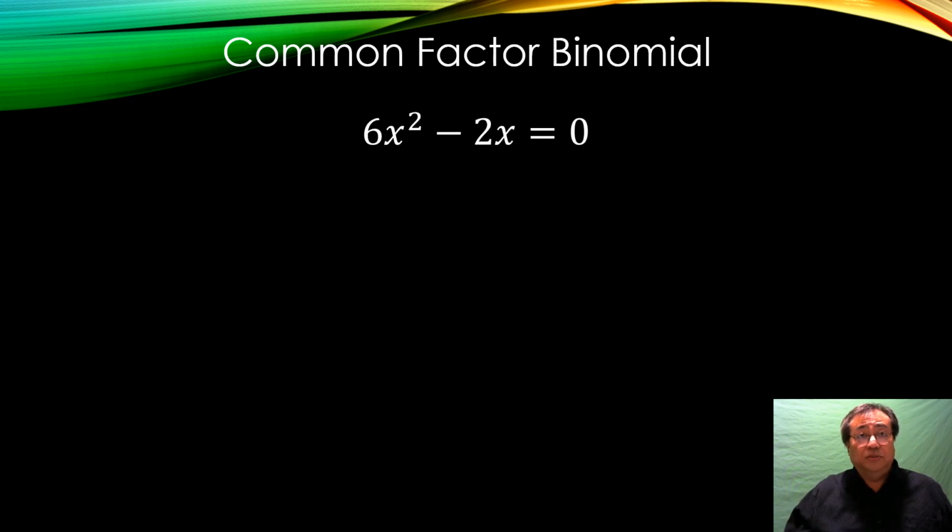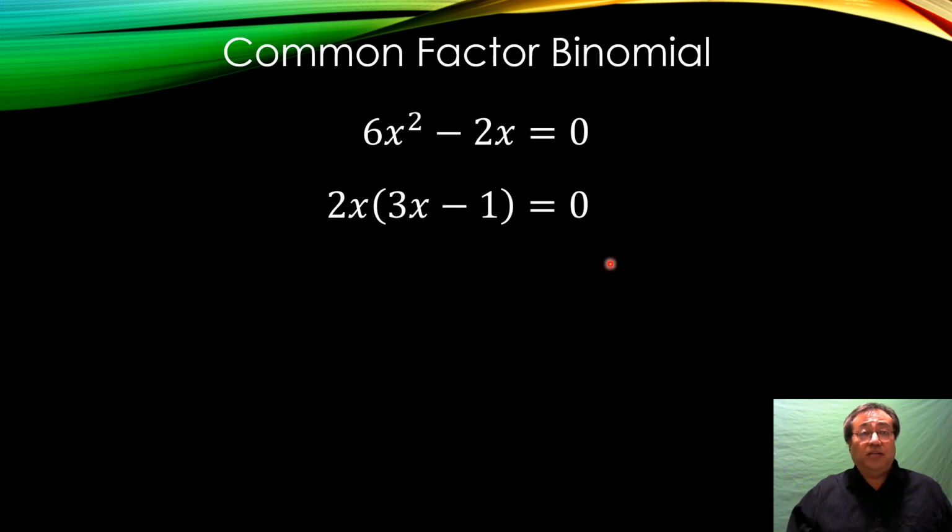Example 2. Here, what's the common factor here? Well, 2 goes into both of those, right? 6 is divisible by 2. 2 is divisible by 2. And there's also a common factor of x. So we take it out, right? So here, the 3x comes from doing 6x squared divided by 2x. 6 divided by 2 is 3. X squared divided by x is x. 2x divided by 2x is 1.